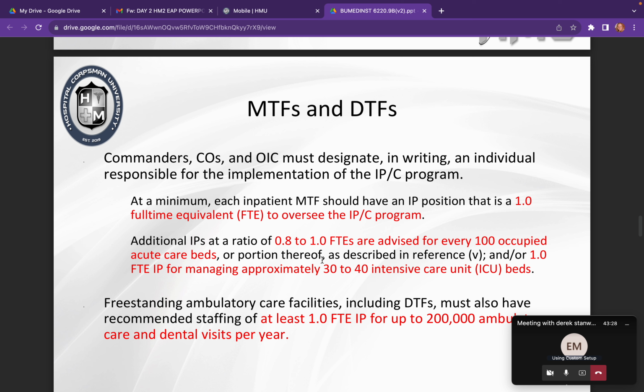Hold on 1 second, guys. Can you go back one second? You're good. Do these on the dental too? Yeah. I don't think I've ever really seen the dental on there, but I can't say it's never going to be on there. But 1.0 for every 200,000.